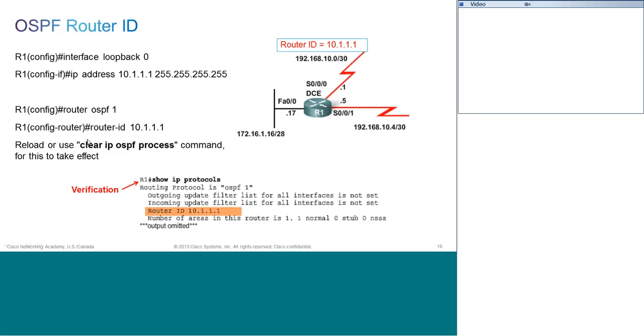Once a router ID is set, you will need to either reload the router or use this clear IP OSPF process for it to take effect. Notice the router ID can be verified with the show IP protocols command. So you can see it being verified down here, and the router ID is 10.1.1.1.